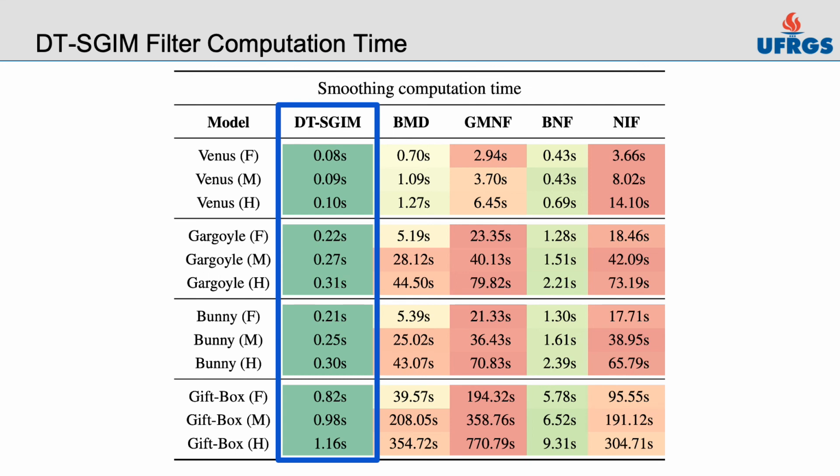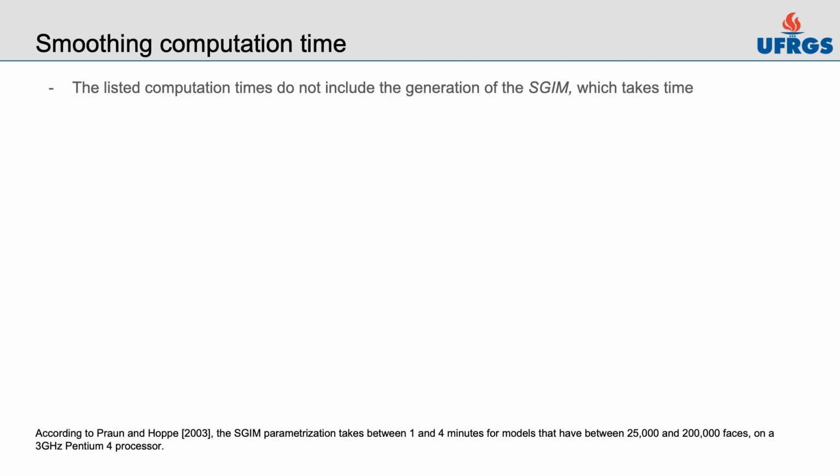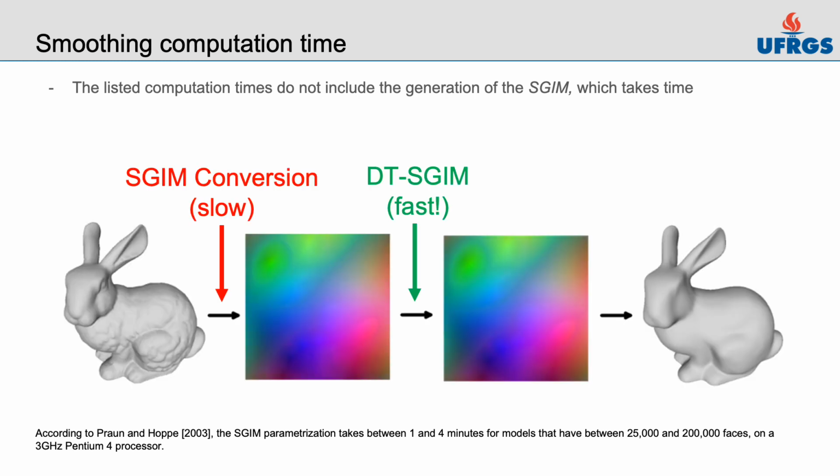For each mesh, we generated 3 different filtering results based on 3 different configurations: the fast, the medium, and the high quality configurations. Note that our filter is the fastest one in all scenarios. It is important to notice that the listed computation times do not include the generation of the spherical geometry image, which takes time. As shown in this image, the conversion of the mesh to the spherical geometry image is slow and is not covered by our filter.